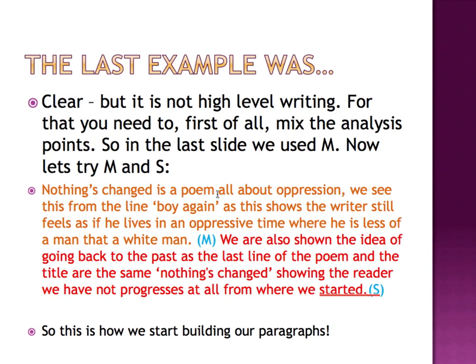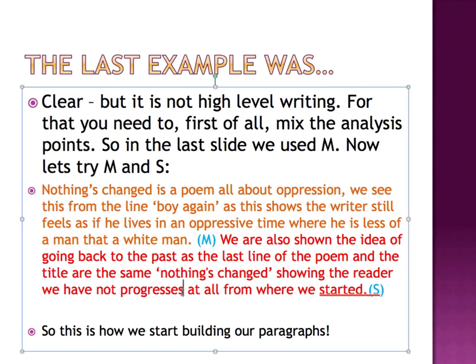Nothing's Changed is a poem all about oppression. We see this from the line "boy" again, as this shows the writer still feels as if he lives in an oppressive time where he's less of a man than the white man. We are also shown the idea of going back to the past. The last line of the poem and the title are the same, Nothing's Changed, showing the reader we have not progressed at all from where we have started.